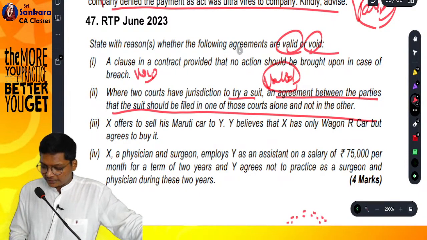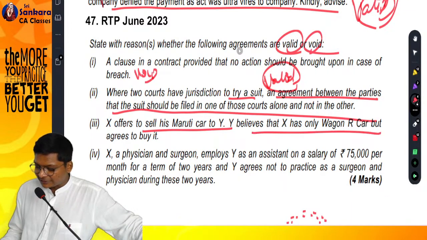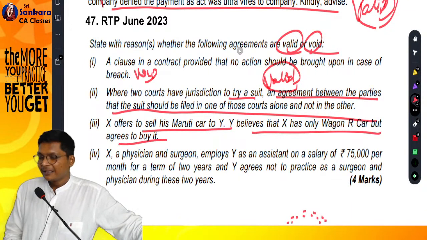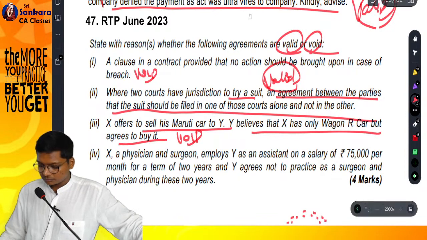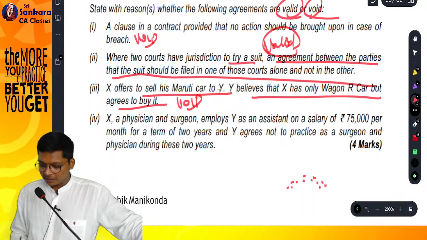X offers to sell his Maruti car to Y. X believes that Y has only a Wagon R. He agrees to buy. Mistake, void. Okay, the meaning also is not there.